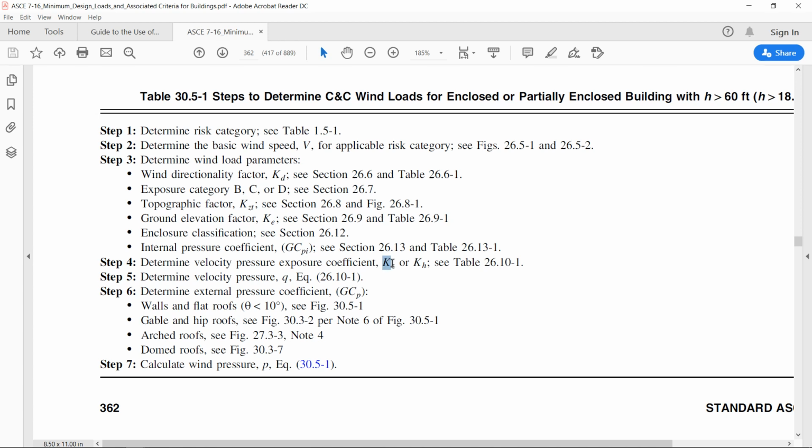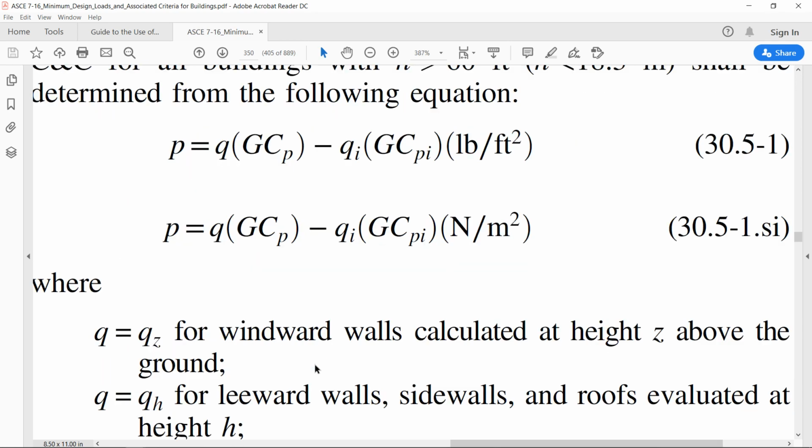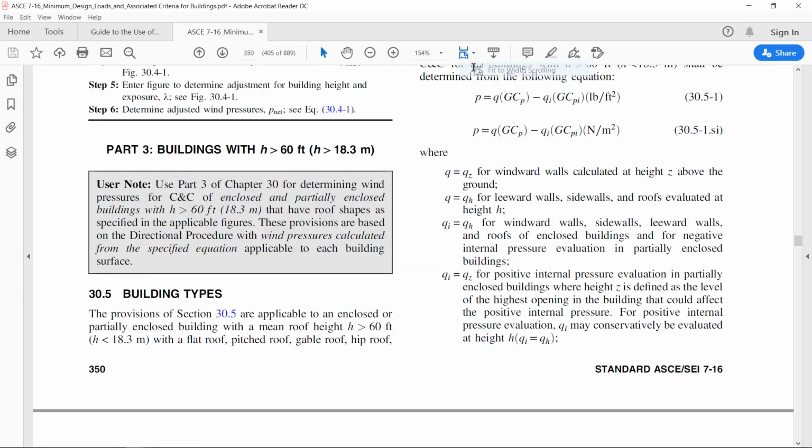Then we have to define Kz or Kh, that is based on table 26.10.1. Then we have to calculate the velocity pressure, then external pressure coefficient GCp, and this should be calculated for the walls as figure 30.5-1, roof, etc. And then you have to calculate the pressure. Then you have to follow that.